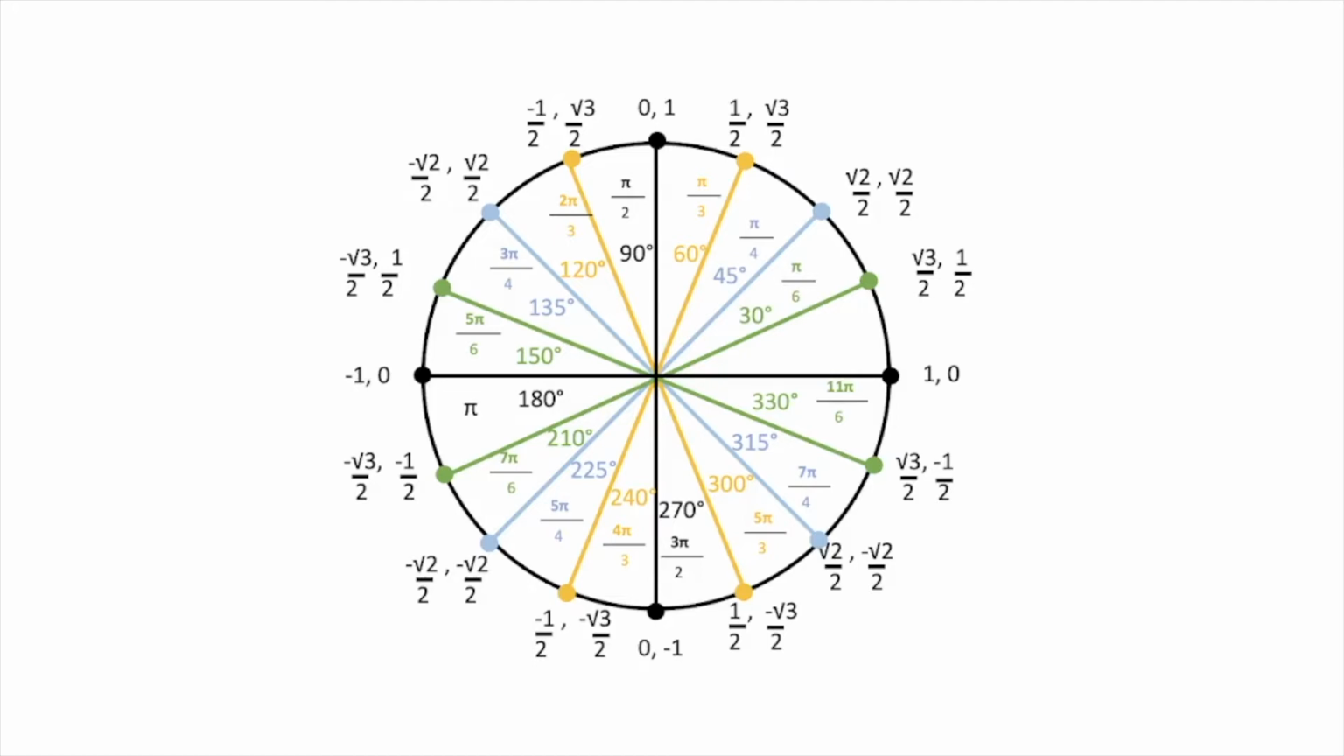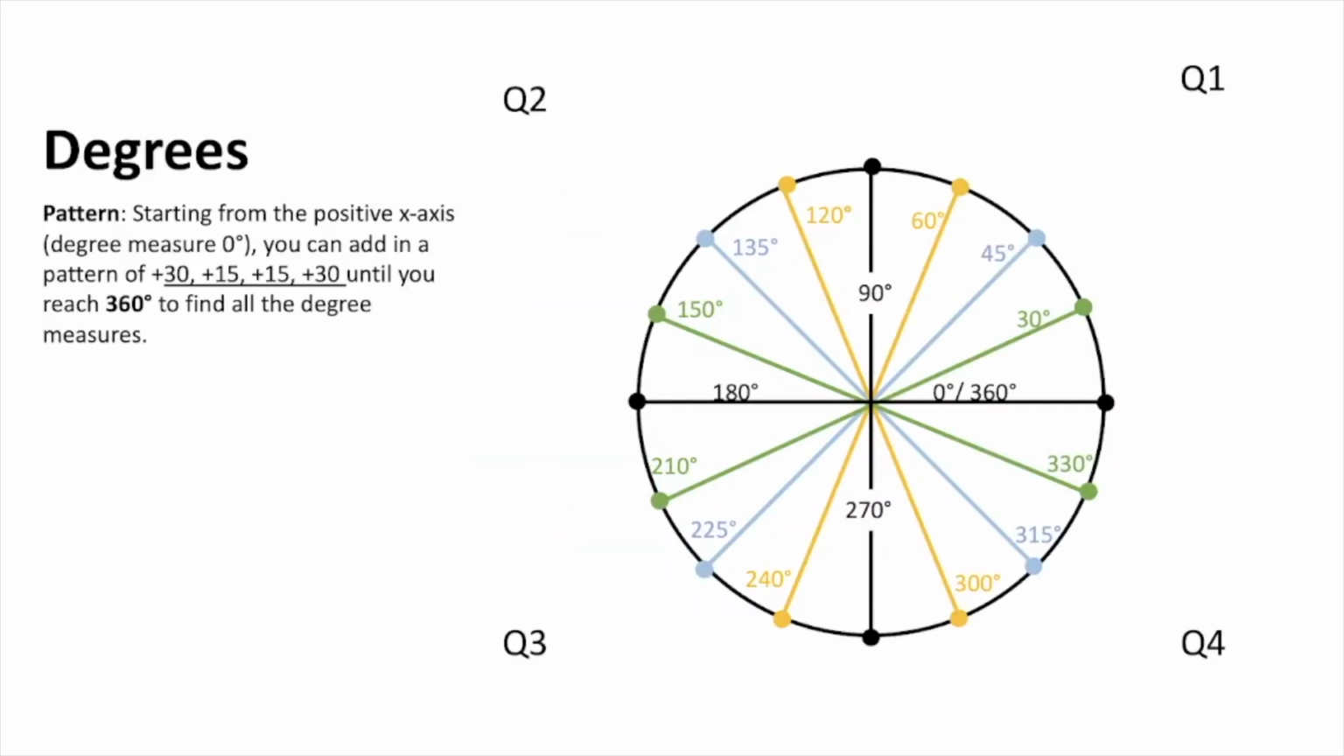Well, it turns out that the unit circle is filled with a bunch of nifty patterns. Once you learn to recognize them, filling in the gaps will be a piece of cake. Let's start with the degrees. Just looking at it, you can instinctively tell these numbers follow some sort of pattern, and you're right.